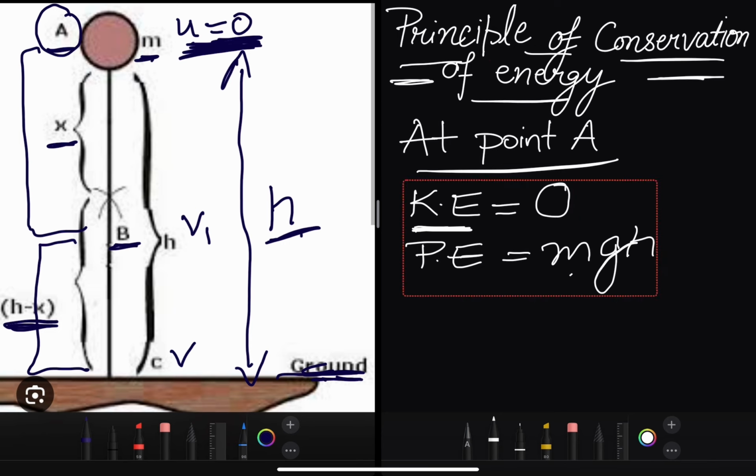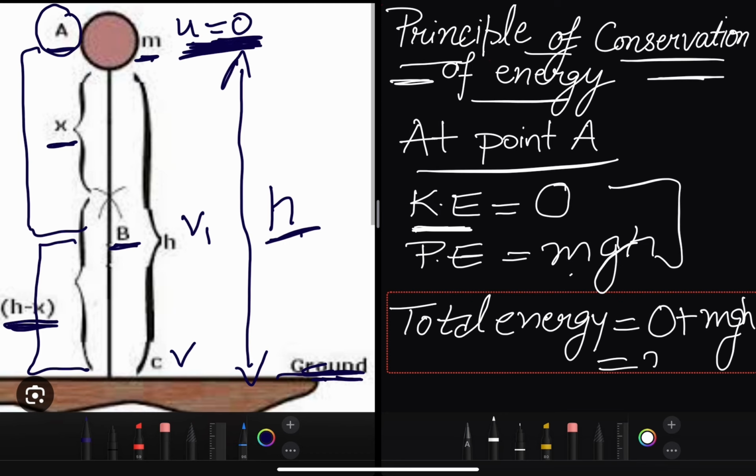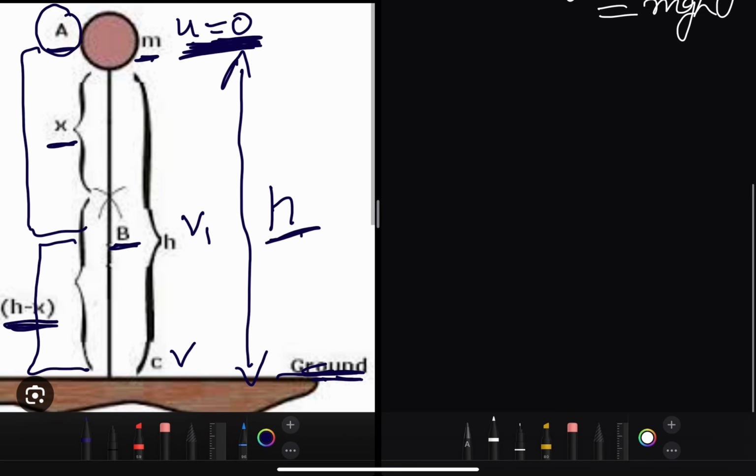Now what will be the total energy? Total energy at point A. Total energy will be what? The sum of these two, kinetic energy plus potential energy. Kinetic energy is 0, potential energy is mgh. The total energy at point A is what? mgh. Clear this first point? Let's move further now, children.